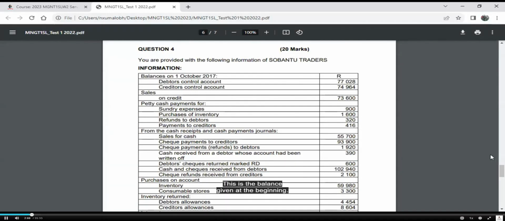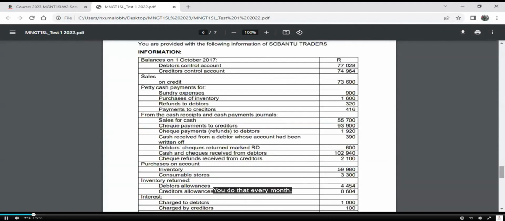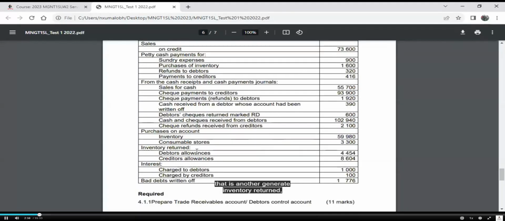If you remember the journals, I said you prepare the journals, or books of first entry. You do that every month. There are plus or minus 8 journals. Another journal drawn up in this activity is sales on credit. There are petty cash payments, and the cash receipts and cash payments journals. Purchases on account is another journal. Inventory returned is another journal. The last ones are interest, as well as bad debts written off. I'll explain those concepts when we get there.